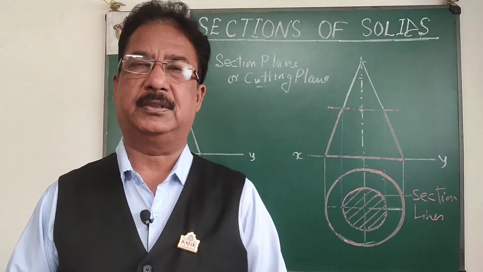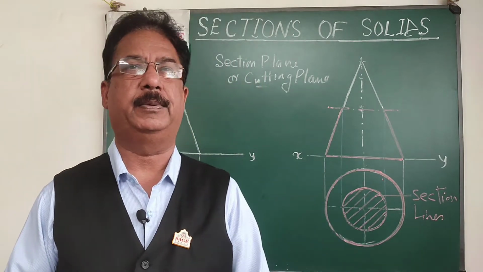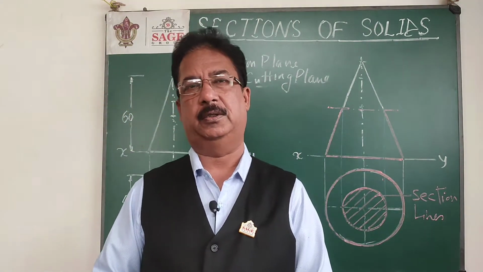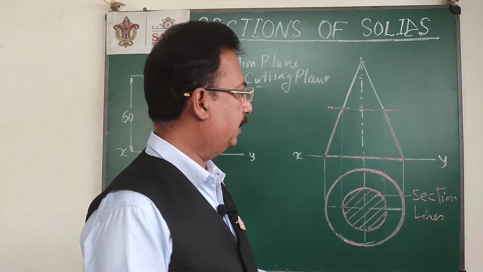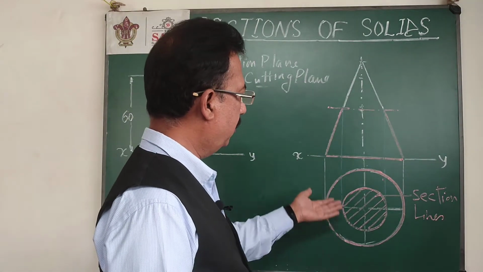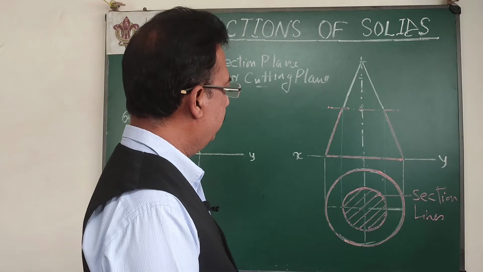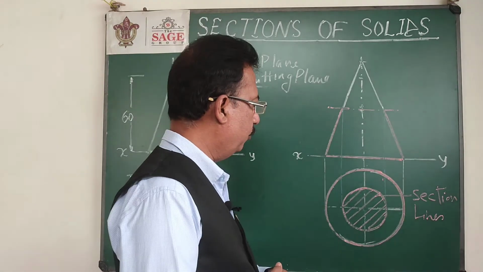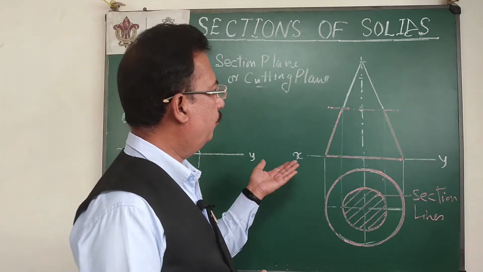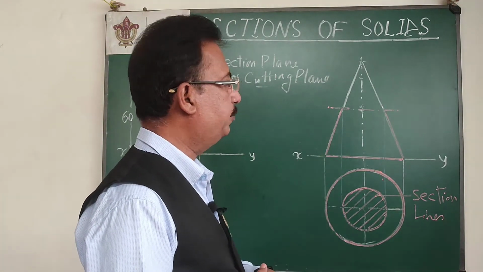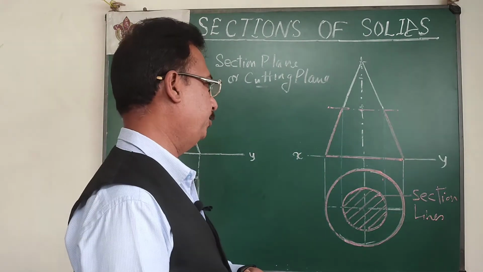So that is the purpose. And also I have discussed with you about different types of cutting planes used for sectioning of any given solid. And last time, if you remember, we solved this problem where there is a simple right circular cone, its base is on the HP, and this cone is cut by a section plane which is parallel to HP.